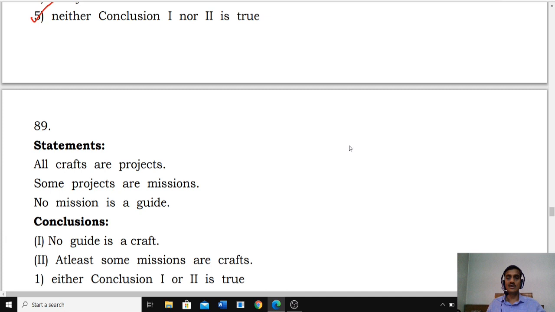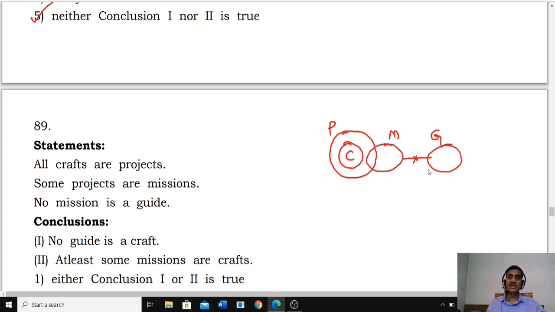Then 89, all crafts are project. These are the crafts which are project. Some projects are missions. No mission is a guide. No mission is a guide, no intersection between mission and guide. No guide is a craft. Guide here, craft here, definitely true. Some missions are craft. Mission here, craft here, false.